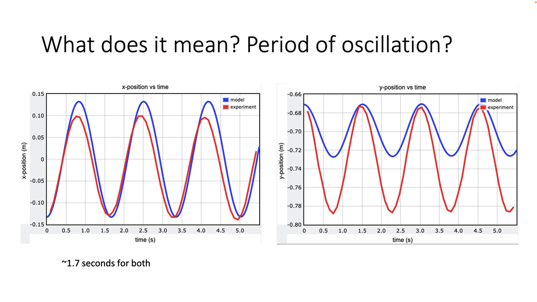And our period of oscillation. So as you can see here, the difference in each peak is about 1.7 seconds, and that is to be expected since it's the same spring. We should have a similar oscillation regardless of which direction it's in. So x and y, you can see that that is still about 1.7 seconds between each valley or peak.